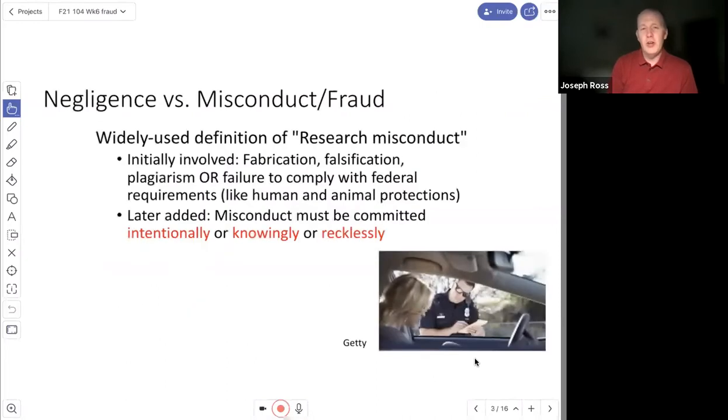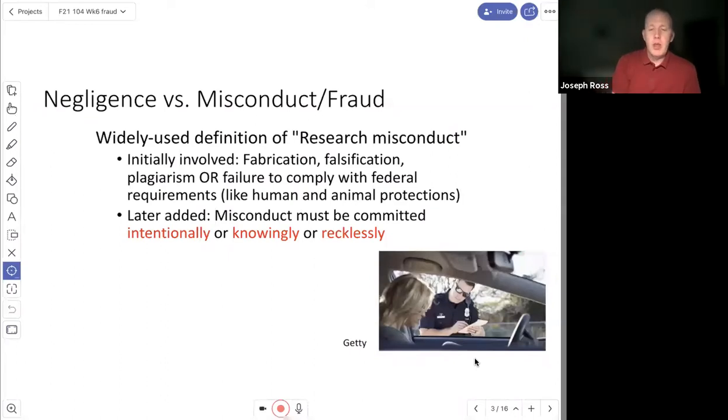So let's get into negligence versus fraud. This falls under the broad category of research misconduct. This is critical for you to understand as a growing scientist and as a student in this class, especially since you're going to be working on research projects. We want to make sure that you don't get in trouble like this person being pulled over by the police officer in the image in the bottom right. We don't want you to get in trouble because you don't know what the norms and the rules are for how to maintain and deal with data.